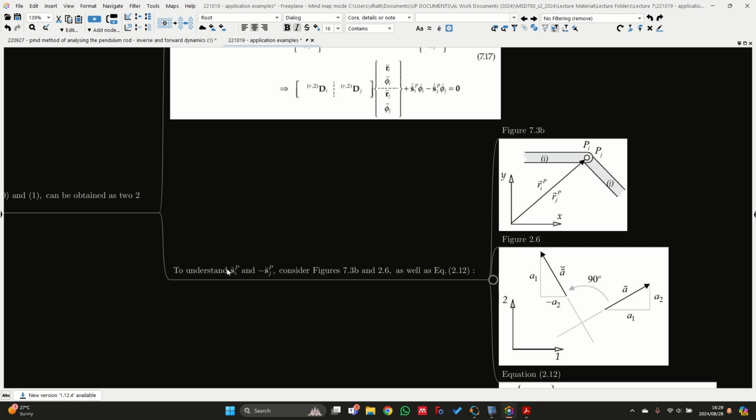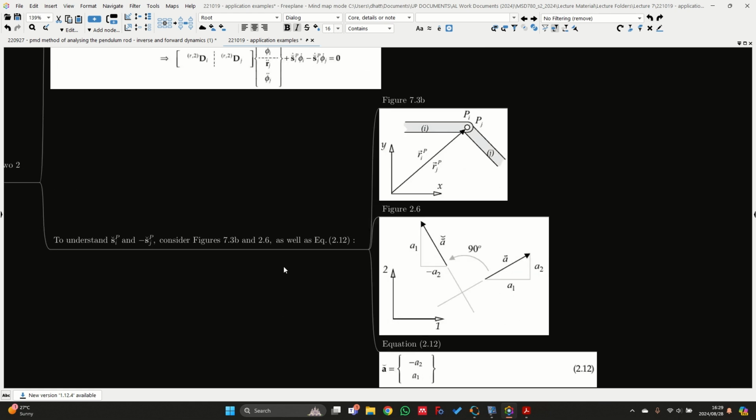To understand the s_iP rotated and minus s_jP rotated, we can consider figure 7.3b and then 2.6 as well as equation 2.12. We first consider figure 7.3b over here. Whenever we talk about s_iP, what we actually refer to is a vector from the center of mass of body I to point P. And then the same for body J. So in that case, it will be a vector from body J center of mass to point P on body J.